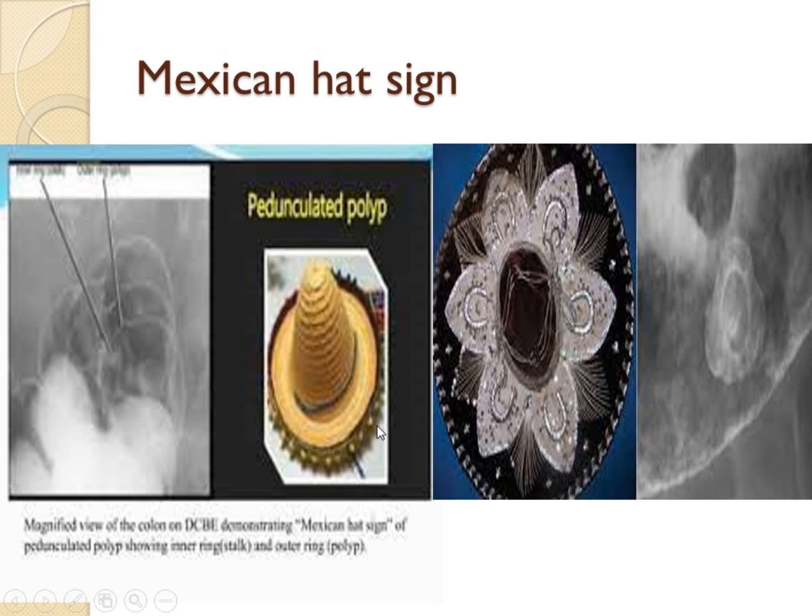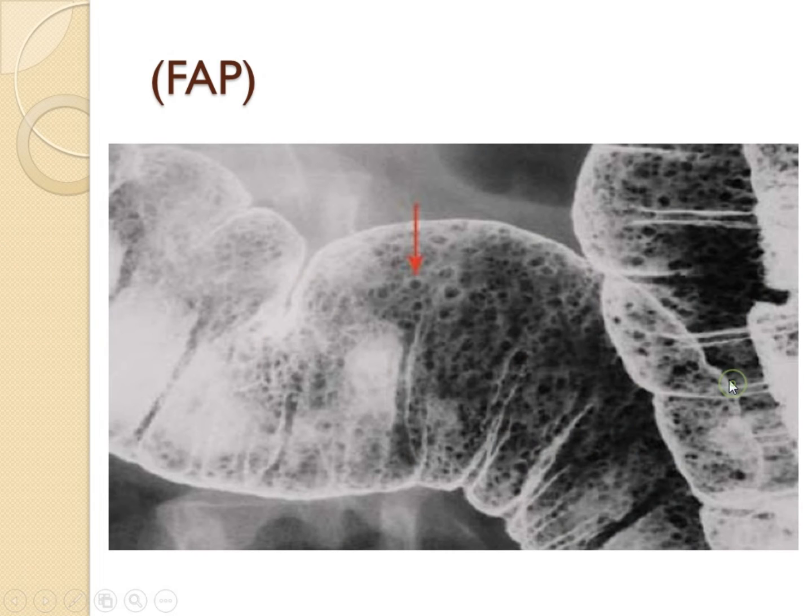And we have the Mexican hat sign. Two concentric rings: the outer one is the pedunculated polyp, and the inner one is the stalk. This is the polyp, and this is the stalk of it, like a little mushroom when you're looking. The stalk is the small one, and the hat is the big one. We have familial adenomatous polyposis. Here, in the double contrast barium enema, you see the innumerable adenomas. In these cases, you should do an elective colectomy in order to reduce the risk of colorectal cancer.